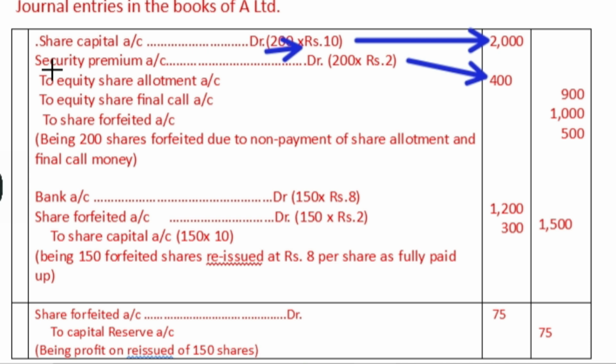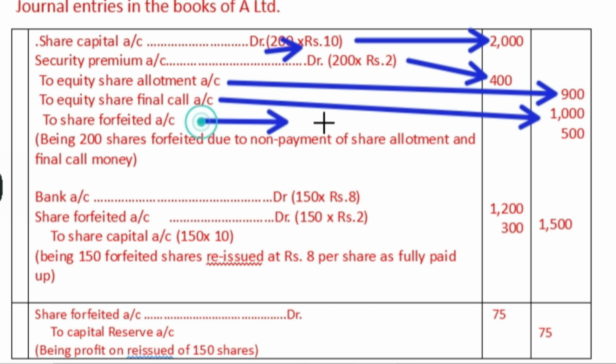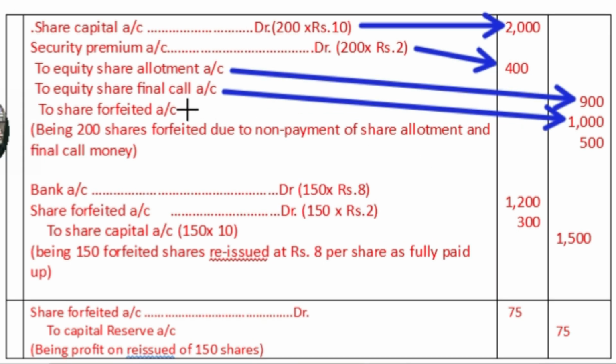If it is not given, we have to assume that this amount is included in the share allotment money, and it is payable at the time of payment of share allotment money. Then it is given in the questions that on the equity share allotment account he defaulted 900 rupees. Similarly, on the final call money he defaulted 100 rupees, so he has paid only 500 rupees. And this is the amount the shareholder already paid, rupees 500.